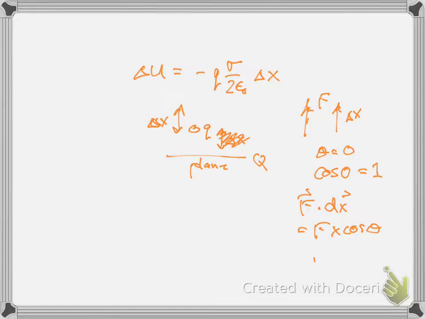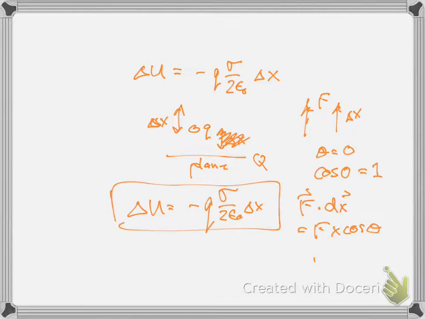So in keeping the signs consistent with what was on the previous page, delta x must be away from the plane. So as I move away from the plane, the potential energy gets smaller because there's a negative sign here, right? The change in potential energy is minus Q sigma over 2 epsilon 0 delta x. And that comes from, again, applying the definition of potential energy.